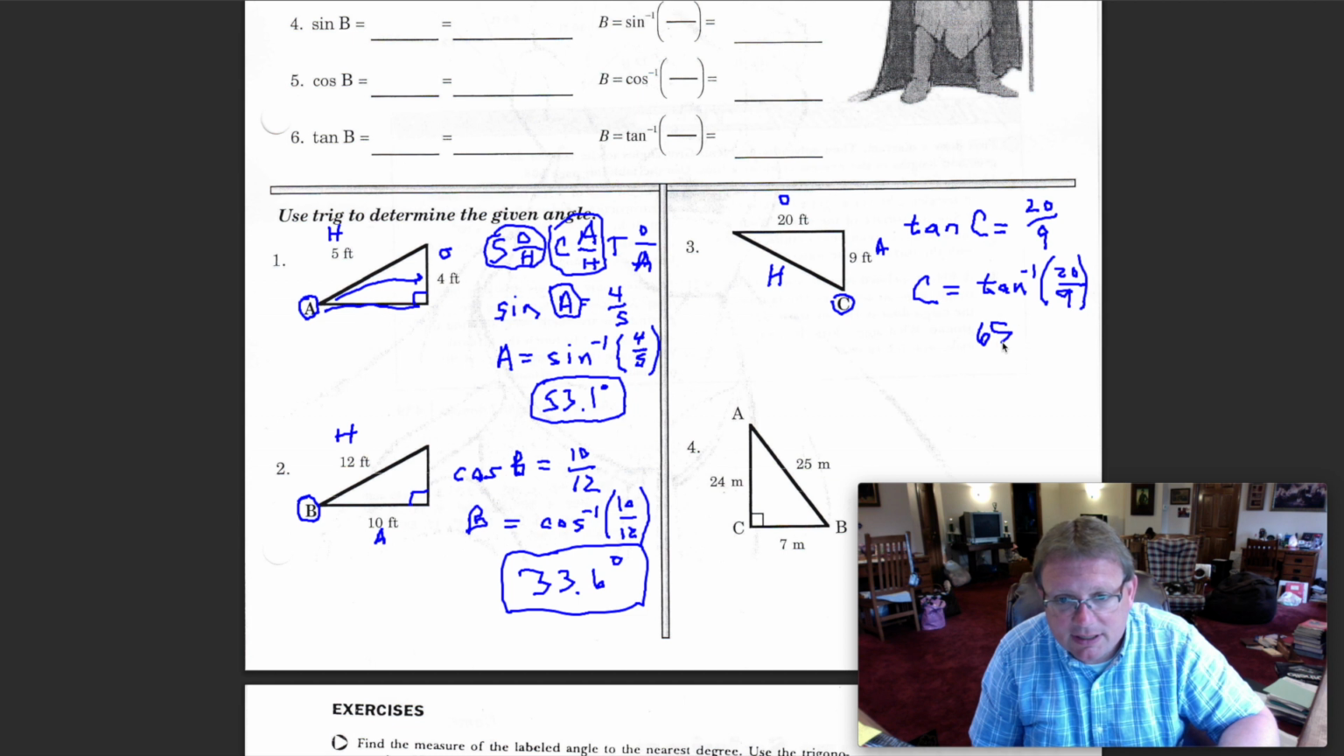And so that'd be 65.8 degrees. Okay, and this is good work to show on your homework.